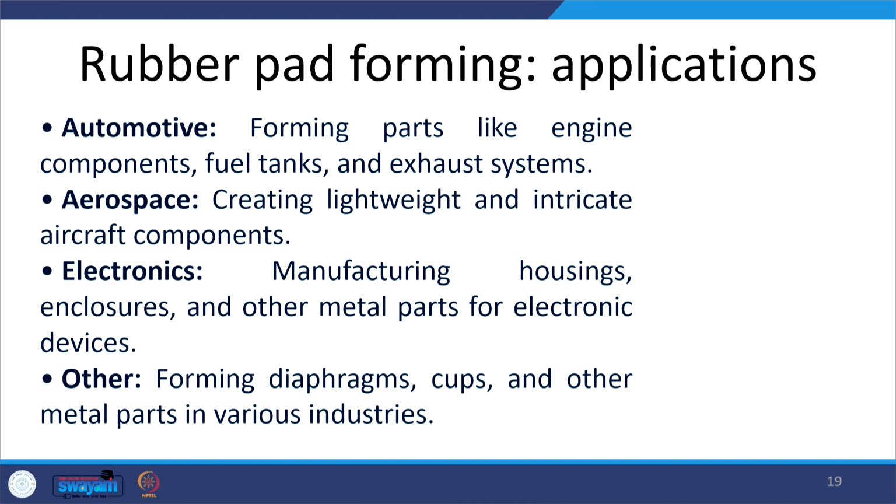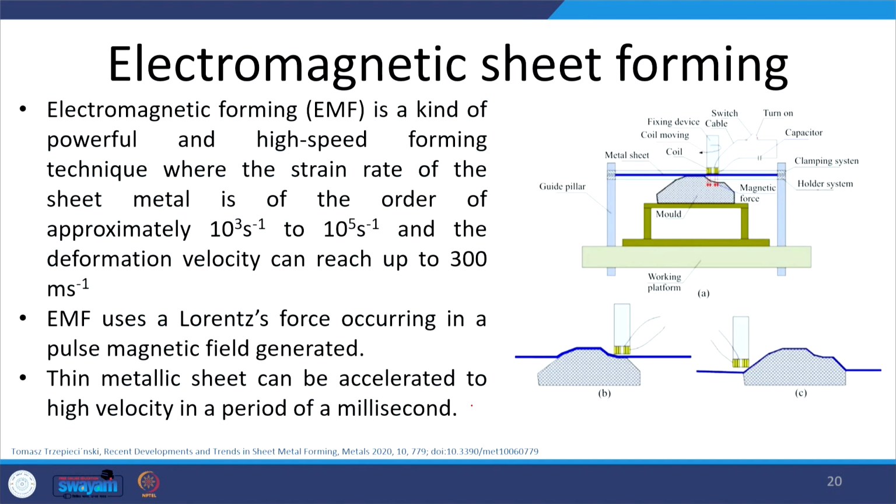Rubber pad forming is extensively used in the automotive industry for forming parts like engine components, fuel tanks, exhaust systems. In aerospace, it is used for creating lightweight structures and intricate aircraft components. In electronics, it is used for manufacturing housings, enclosures and metal parts for electronic devices. And in other fields like producing diaphragms, cups and other metallic parts used in various industries.